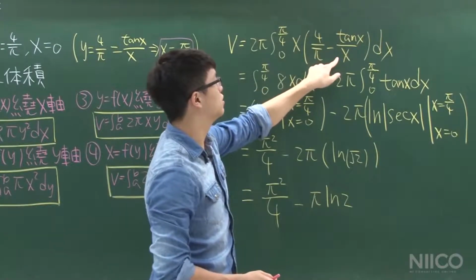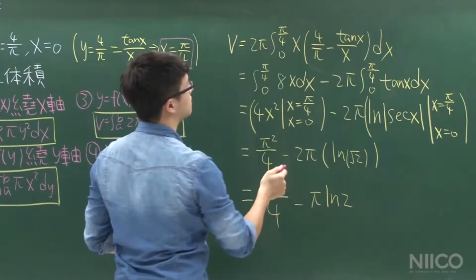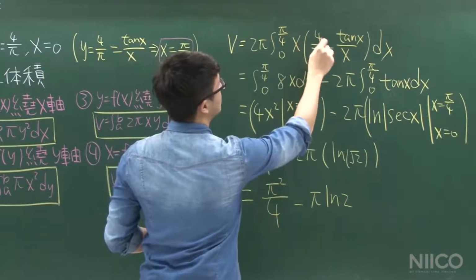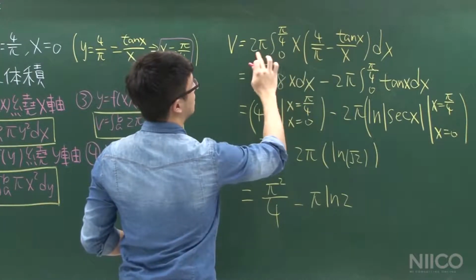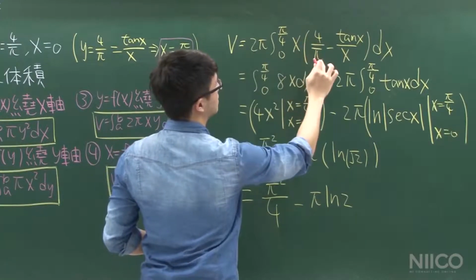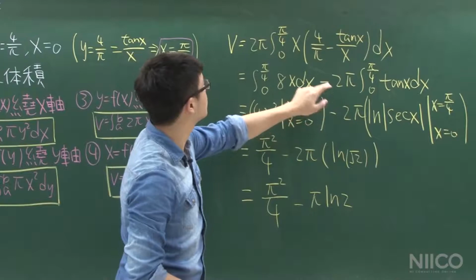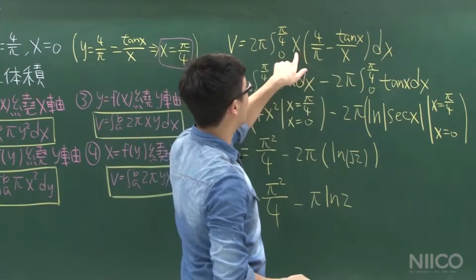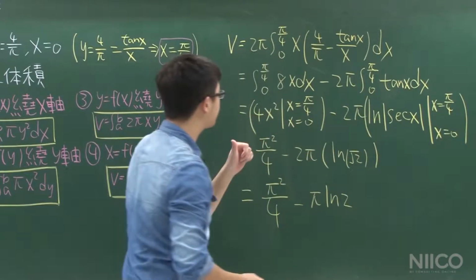And we substitute x with just x, and y with the difference between the two curves, y equals 4 over pi and the other curve, tangent x divided by x. We see that for x from 0 to pi over 4, the value of tangent x divided by x would always be smaller than 4 over pi. So this y right here is actually 4 over pi minus tangent x divided by x.